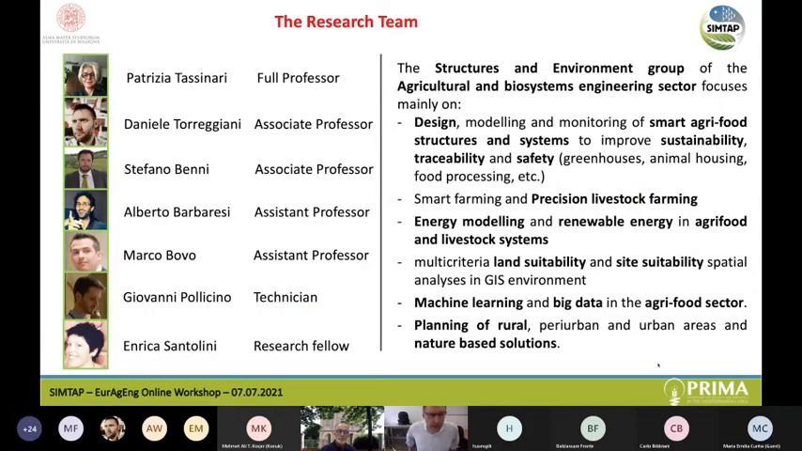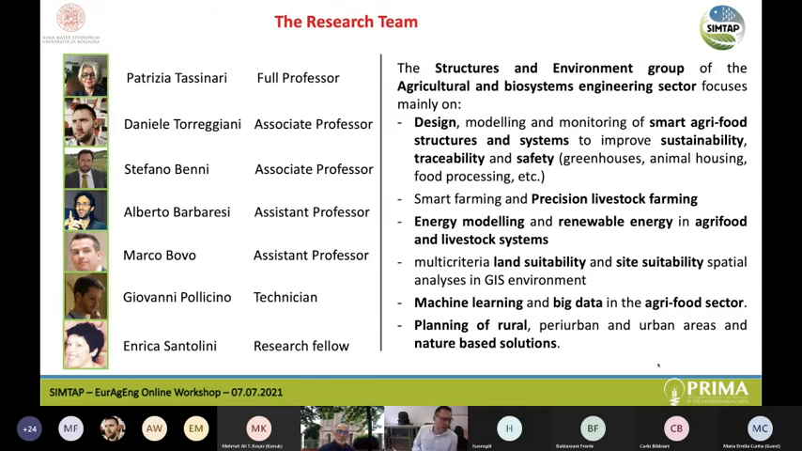This is our research team. We are a very interdisciplinary research team, our agriculture and biosystems engineering group, and in particular our group is the structures and environment group. We basically deal with the design, modeling and monitoring of smart agri-food structures and systems, with smart farming and precision livestock farming, with energy modeling and renewable energy in the agri-food and livestock systems, and with multi-criteria and suitability analysis in a GIS environment, as well as with big data and rural planning.